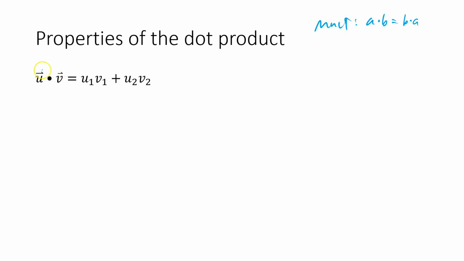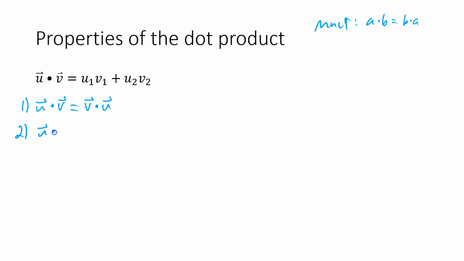Because think about it, if you mixed up the u and the v, all that would happen is you'd have v1 times u1 and v2 times u2. So when we're adding it together, it's going to be the same thing. So that's our first property. Our first property of the dot product is that u dot v is the same thing as v dot u. Again, it might seem simple, but this is different than just regular multiplication, so we have to think about these things.